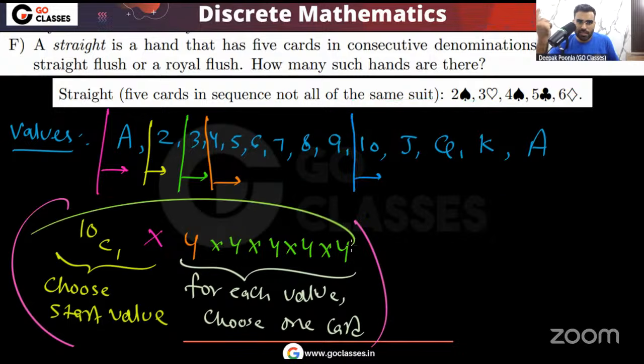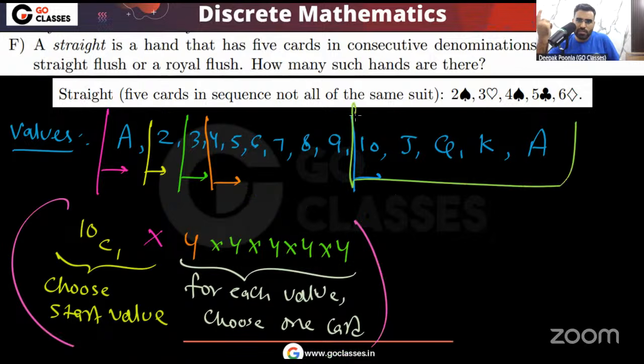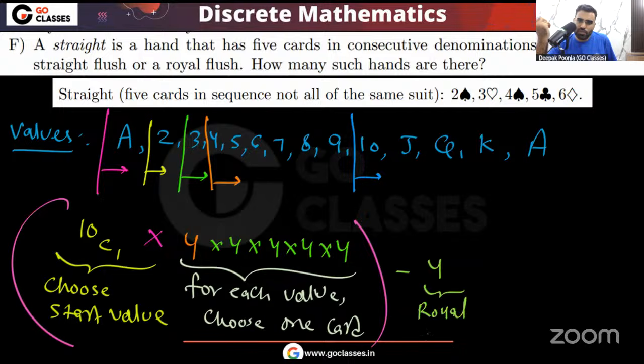I am saying that in this calculation the royal flushes are included, because if the start value is 10, then it might be possible that for each value you are taking the same suit, meaning all the values in the same suit. So that will become a royal flush. So in this calculation the royal flushes are included, and I need to subtract the number of royal flushes. So this 4 I am subtracting for royal flushes. The total number of royal flushes, that is 4, we have already seen in the previous question. You can check it out.